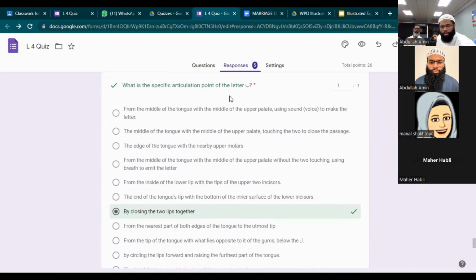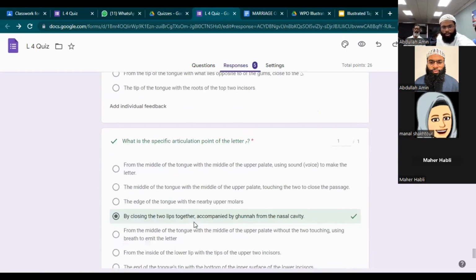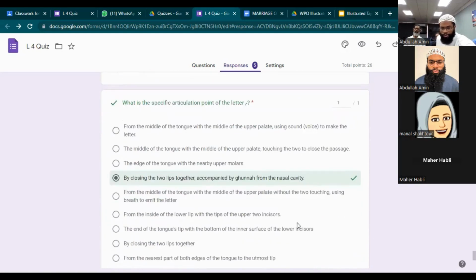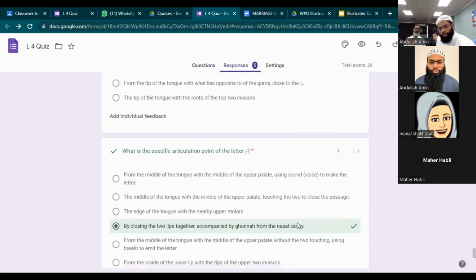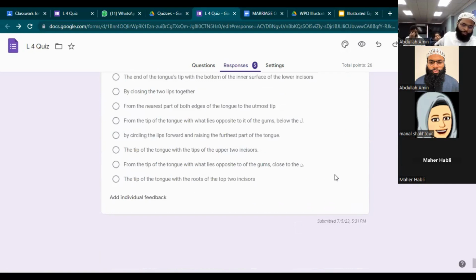The specific articulation point of the letter ba is by closing the two lips together. The letter meem is by closing the lips, accompanied by ghunna from the nasal cavity. And we are done.